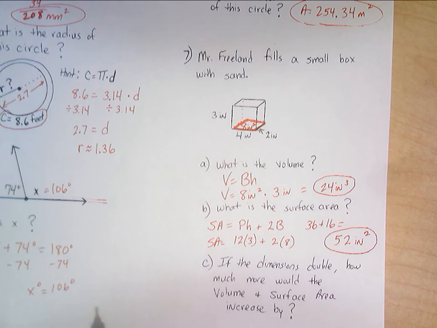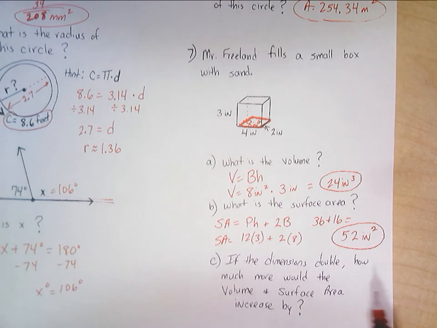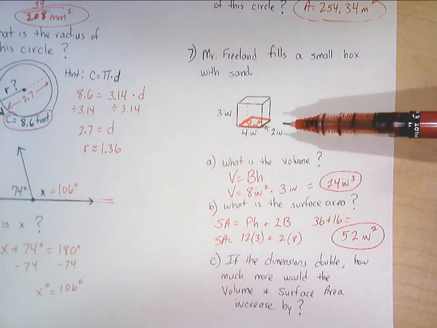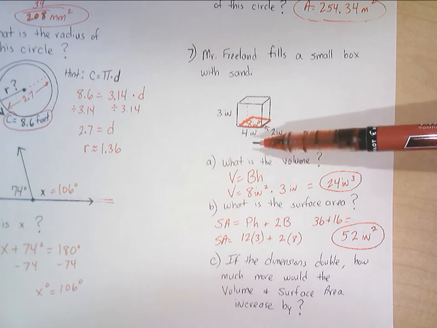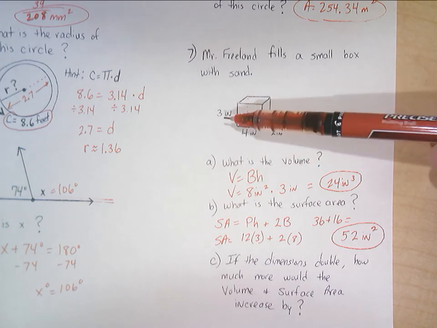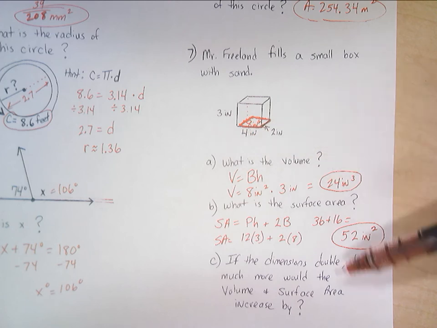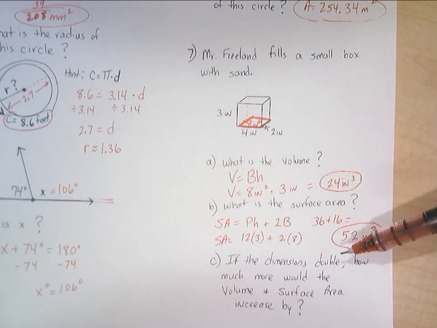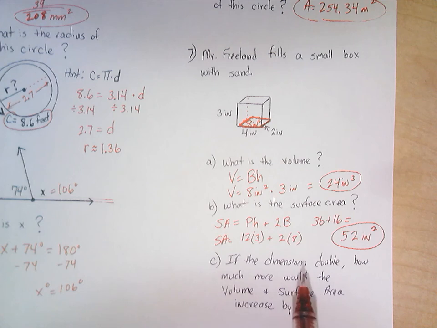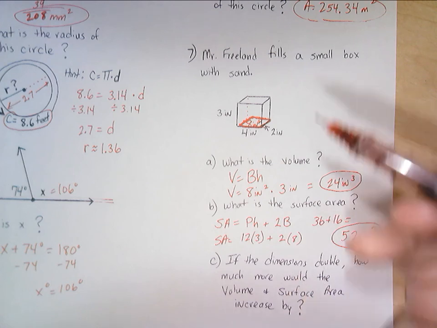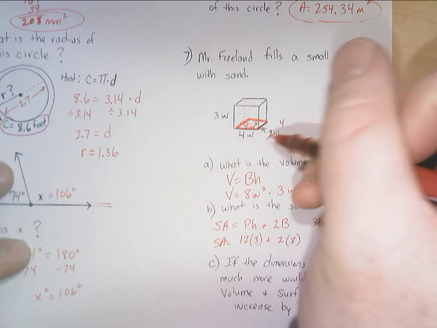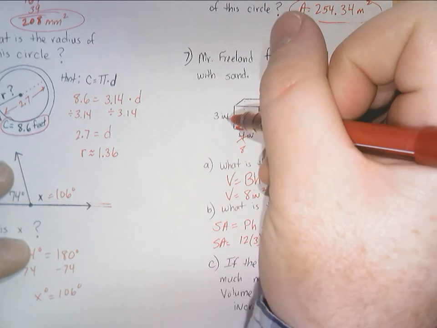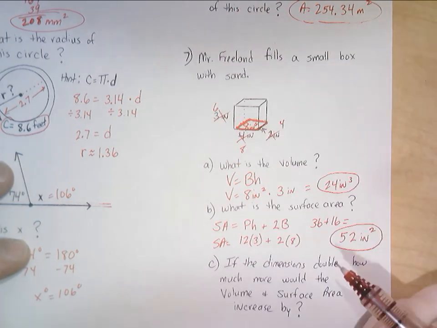Now, last thing on this one is, the question was, if we had doubled the dimensions, if we had gone from 2 inches to 4 inches, from 4 inches to 8 inches, then 3 inches to 6 inches, how much would this change by? Would the answer change by a lot, by a little bit? Would it double? Would it triple? Would it quadruple? How much would it change by? Basically, you have to do the problem all over again, but just change the numbers. So we'll change this to 4, change this to 8, change this to 6, and let's see what happens.